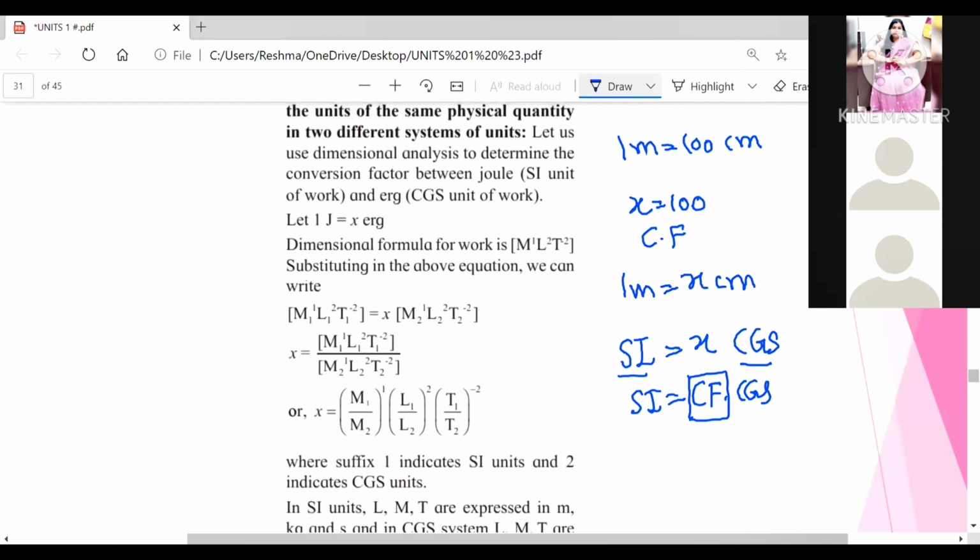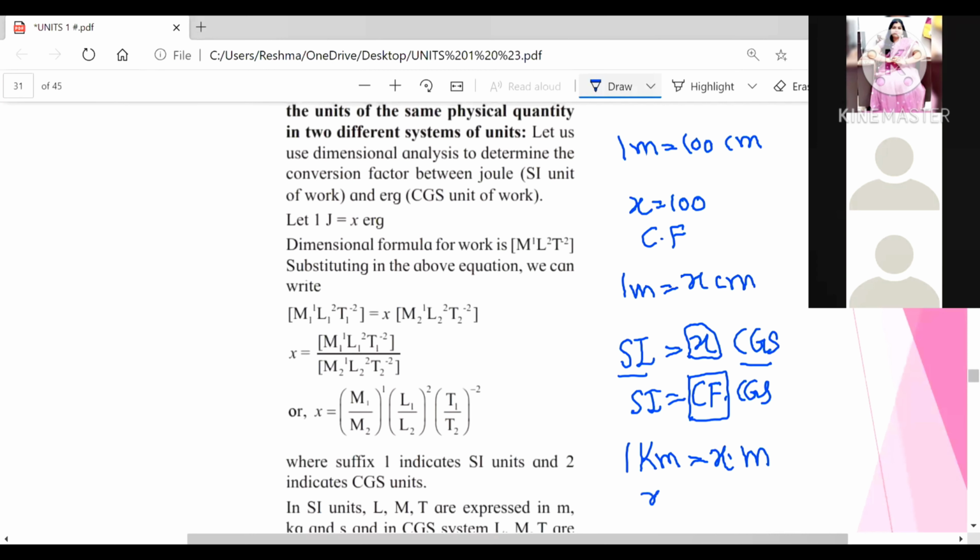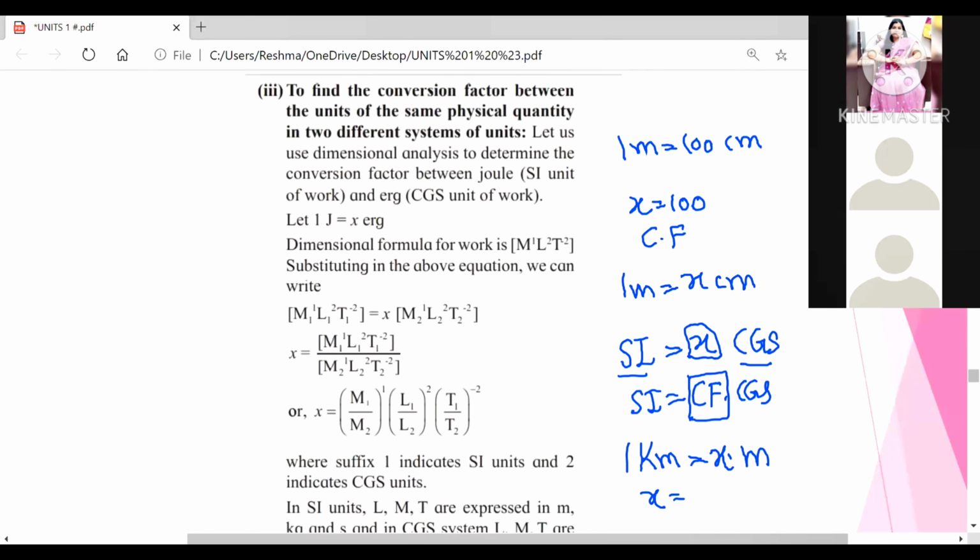X is important, we are finding its value. Now this conversion factor is different for different systems of unit. If I consider 1 kilometer, 1 kilometer is equal to how much meter? By multiplying by which conversion factor? 1000. Then what is the value of x? 1000. Instead of 1000, I will write 10 raised to 3.